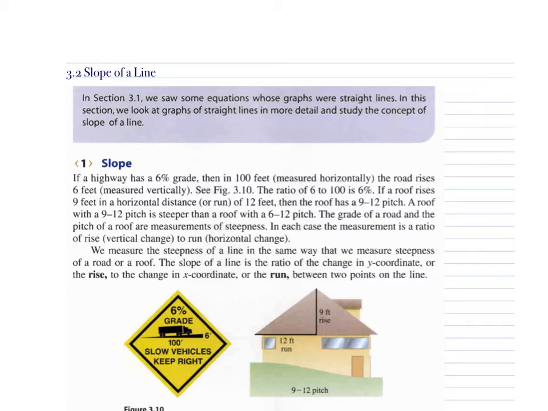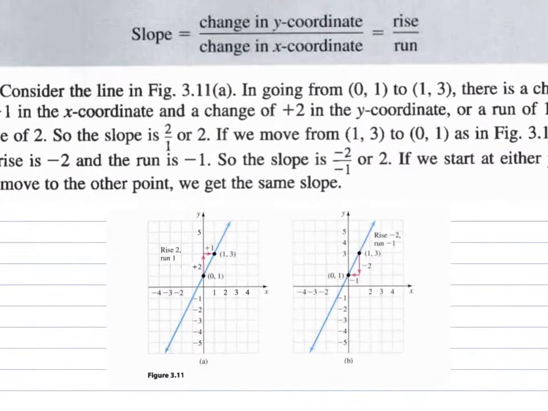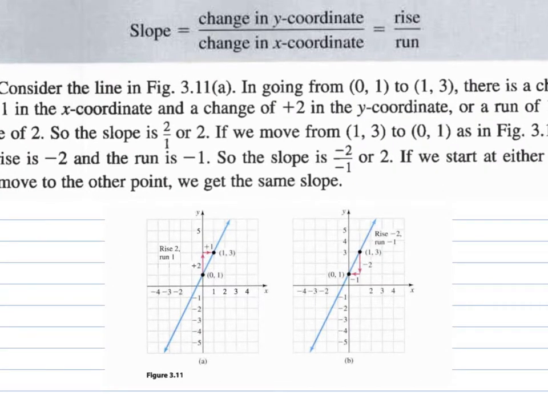Section 3.2 goes over slope of a line. Your slope is your rise over your run, or the change of y over the change of x. With these, especially if you're looking at a graph, you're always going to be going up or down and then to the right. Looking at these two graphs, you see that your textbook does it a little bit differently, however, I find that if you go up or down first, that will give you the sign on your slope.